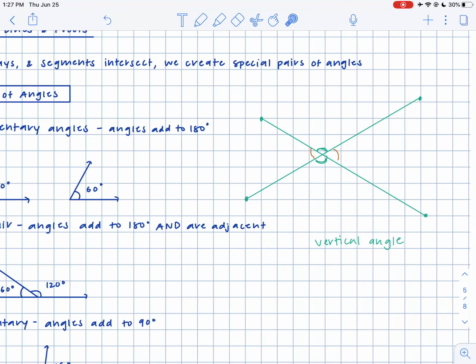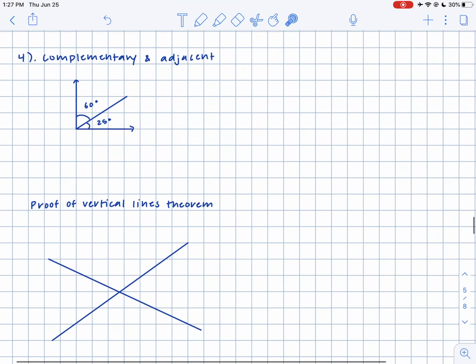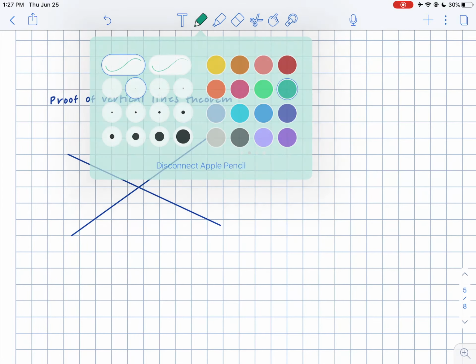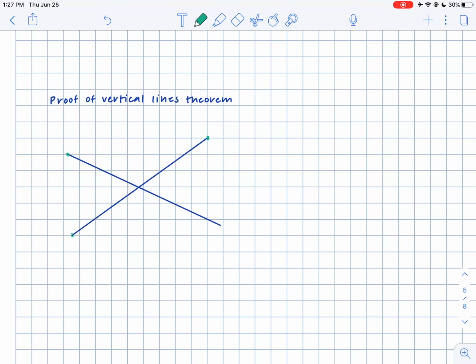So I just told you that these were equal to each other, but why? Let's prove it now. We're going to study the proof, okay, and see why that's true. So here are two intersecting, let's make them segments, okay? Now let's call this angle A, this one B, angle C, and angle D. We can see here that angles C and B, they are linear, they are adjacent, and they add up to 180. C and D are also linear. They are adjacent to each other and add up to 180. Angles A and D are linear, they add up to 180 and are adjacent. And angles A and B, okay?